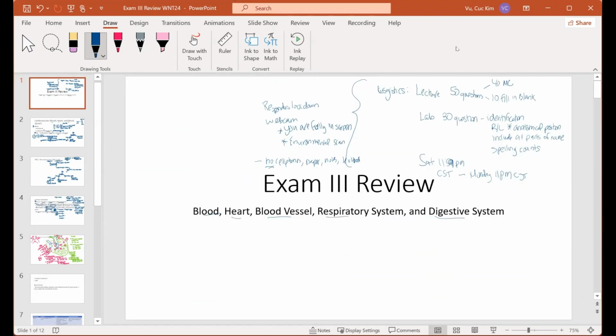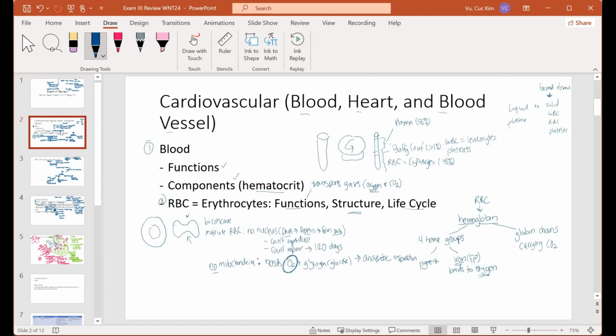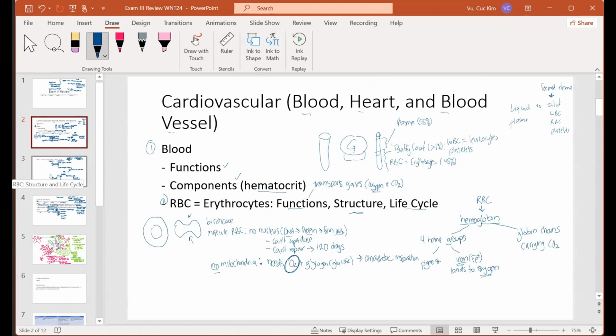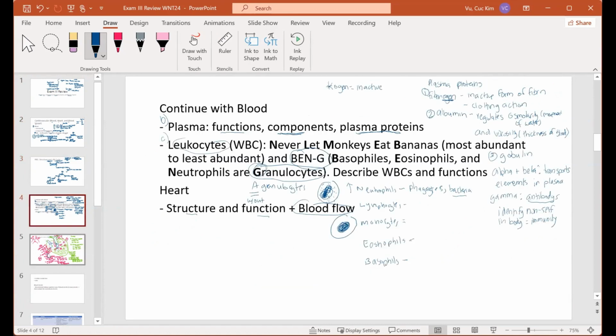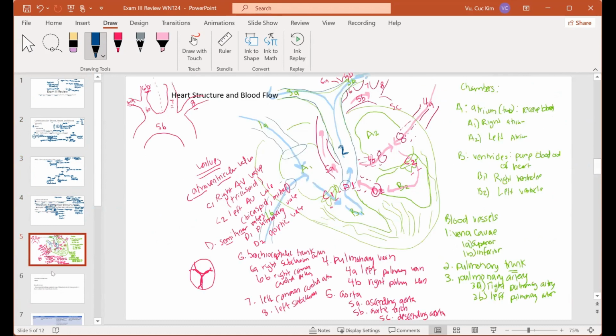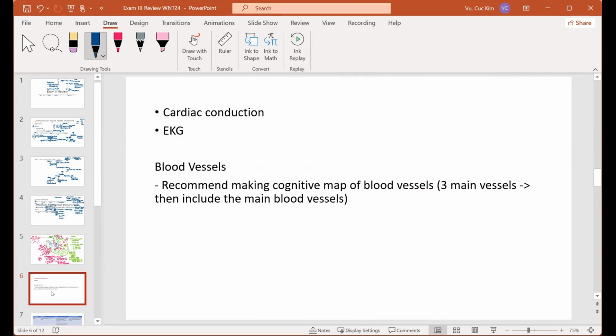I'm going to move my chat screen over to this side a little bit. So this afternoon, we talked about the cardiovascular system, which includes the blood, heart, and blood vessels. We went through the functions, components, red blood cells, and then plasma, and then the heart. And that's pretty much where we left off. Okay. So we didn't get a chance to go into much detail about the heart besides the structure and blood flow, but do make sure you do the cardiac conduction and EKG. A lot of you did really great videos on that, so make sure you watch each other's videos.